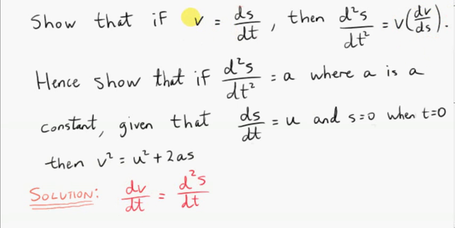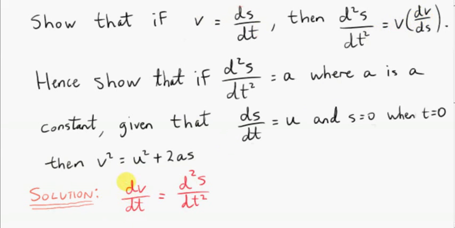Now, as you can see here, a context for this example is linear motion, where v is the speed and s is the distance. But we don't even have to think in terms of linear motion or any type of motion. We could still transform this first order differential equation to this second order differential equation. So, okay, we've just differentiated both sides of this with respect to t, and we want to show that dv/dt can be written as v times dv/ds.